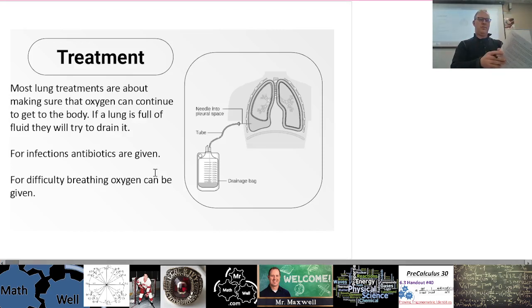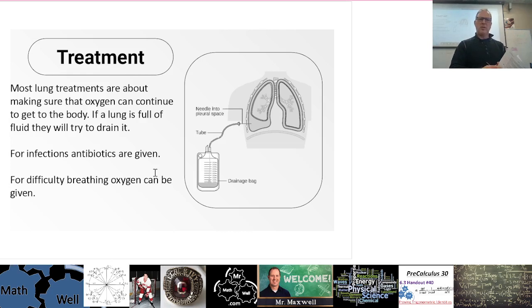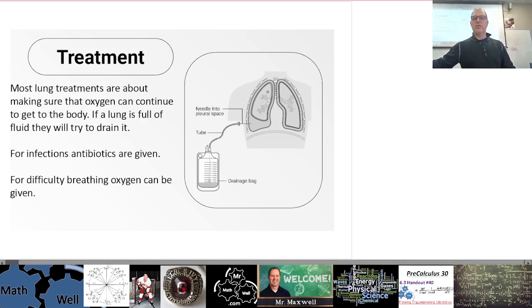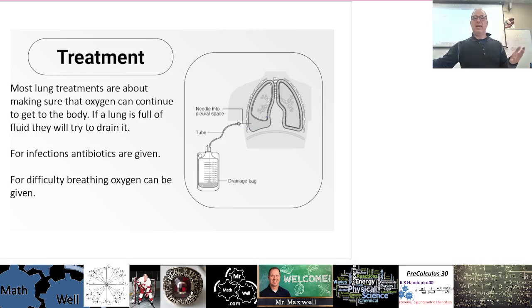We'll do 5.5 treatments. Most lung treatments are about making sure that oxygen can continue to get into the body. If a lung is full of fluid, then they will try to drain it. So what illness was it we talked about yesterday that has fluid in the lungs? Yeah, pneumonia. So there might be fluid in the lungs, which obviously makes it tough for air to get into the blood system if there's water in the way, right? Air doesn't go through water very well.